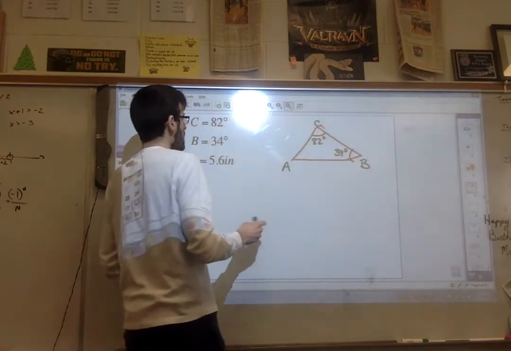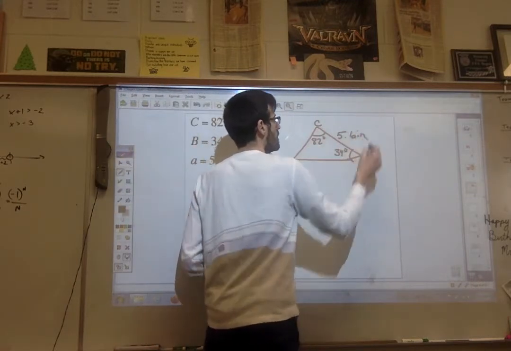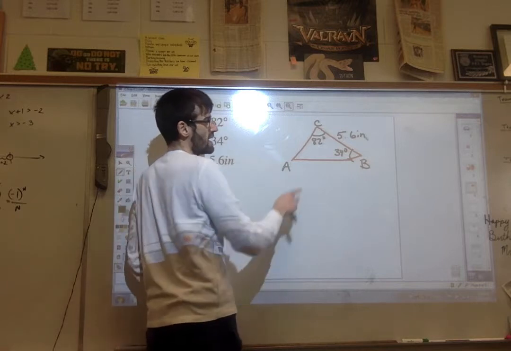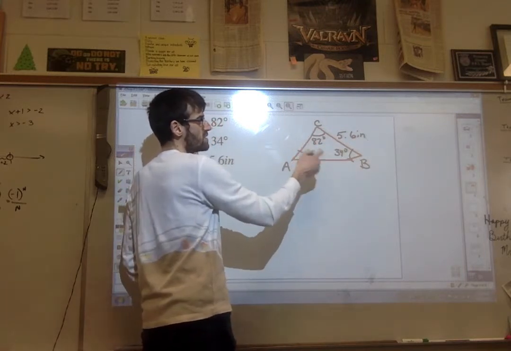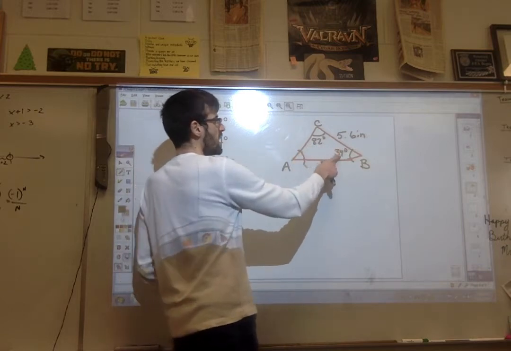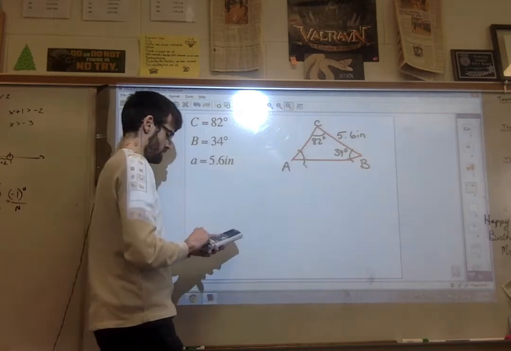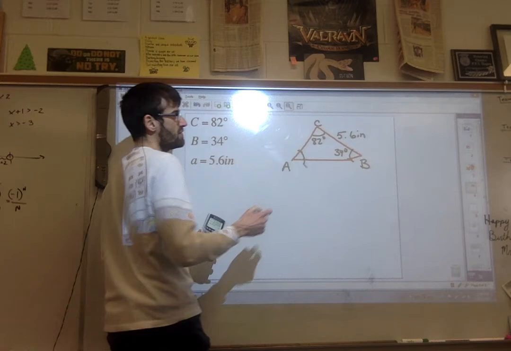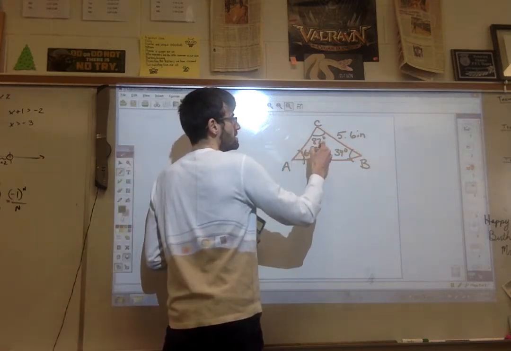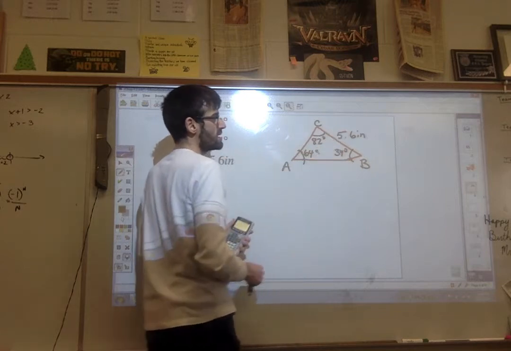Next thing I'm going to do is label A as 5.6. Now, understand that I don't have that angle in its corresponding side, but I know that there's 180 degrees in a triangle. So I'm going to take 180 minus 34 minus 82 and get 64 degrees. Now, since I have A, I can set the sine of A over 5.6.